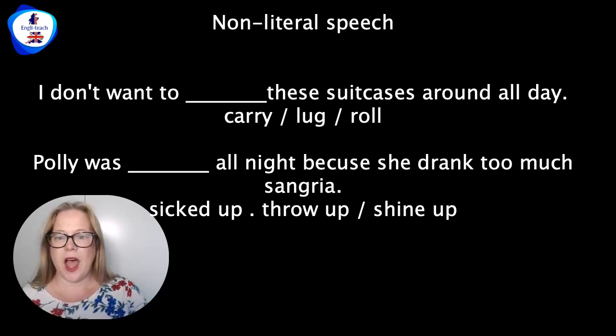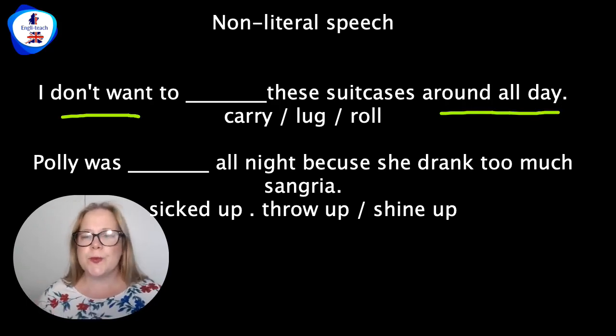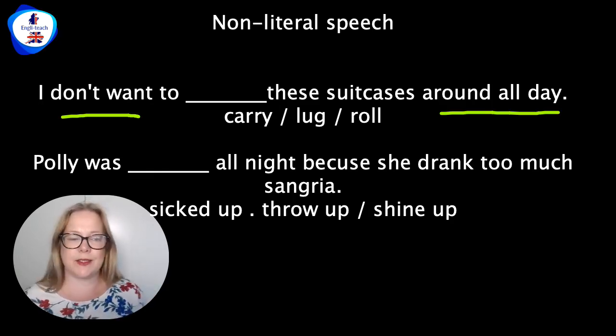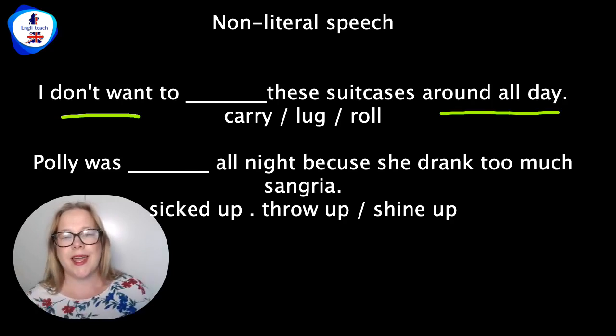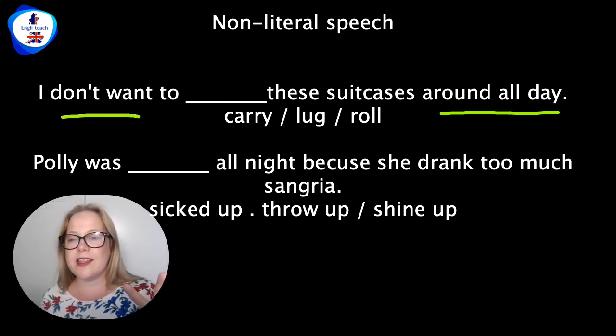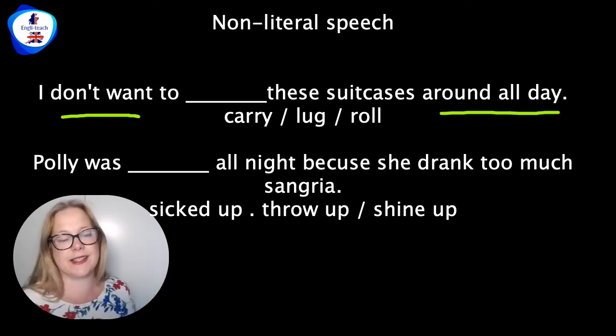I don't want to blank these suitcases around all day. What do you think should be going in here? Is it carry these suitcases, lug these suitcases, or roll these suitcases?